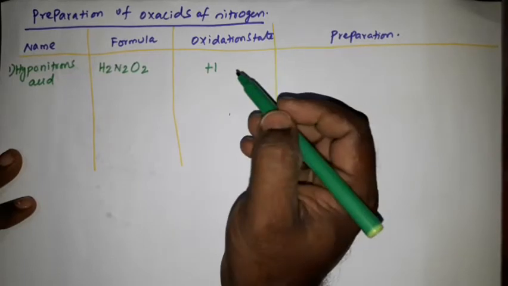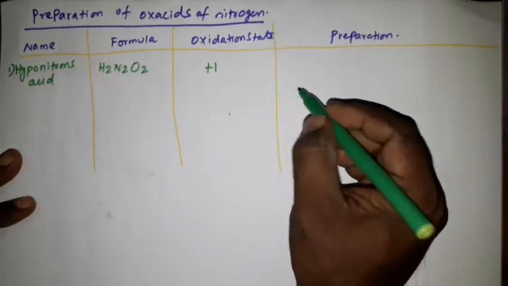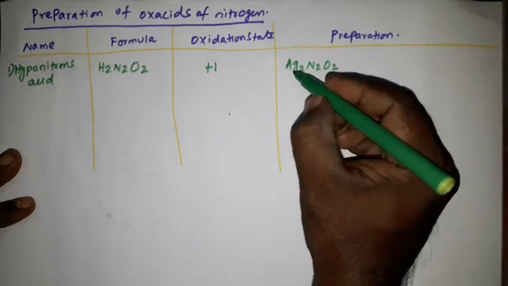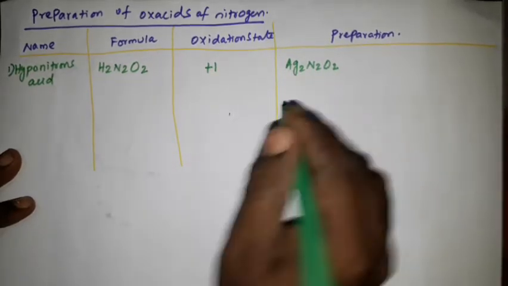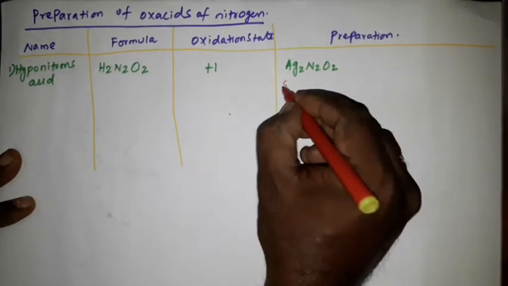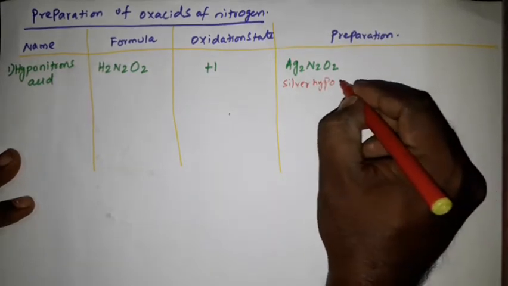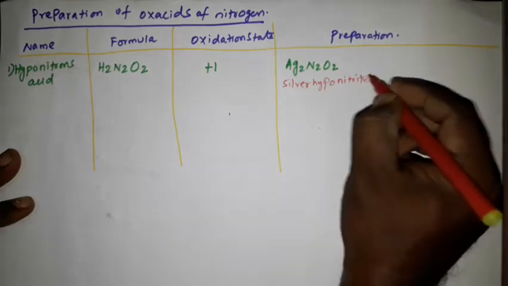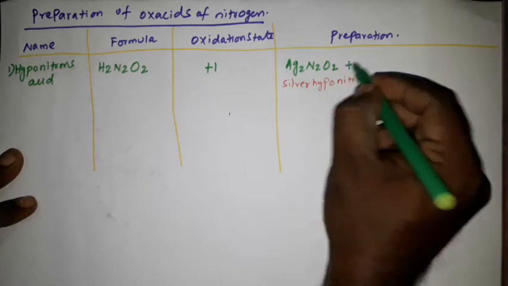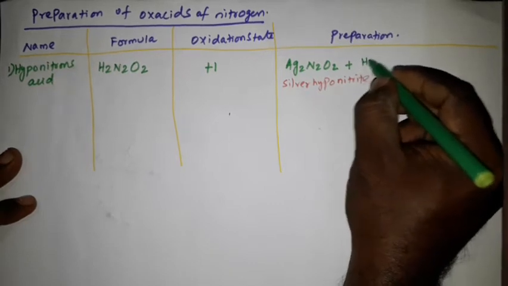Then preparation. For the preparation of hyponitrous acid, the compound is Ag2N2O2. The name of this compound is silver hyponitrite. In addition to silver hyponitrite, we are taking hydrochloric acid, HCl.